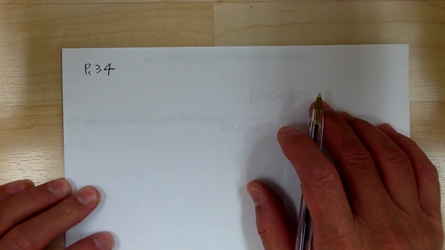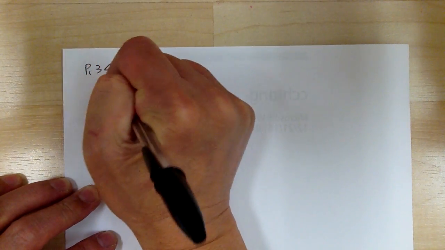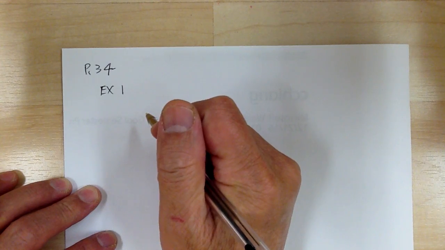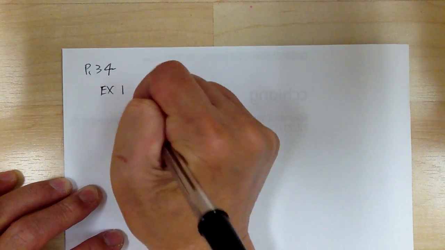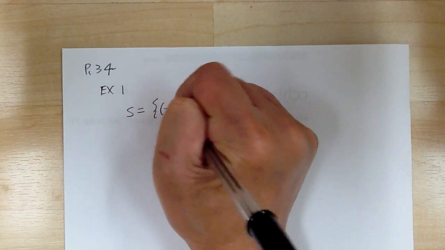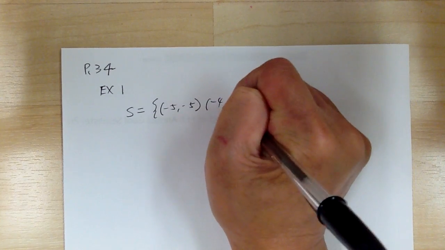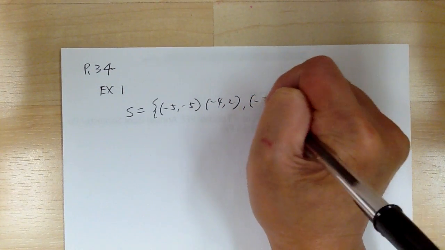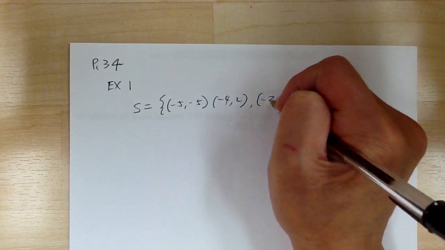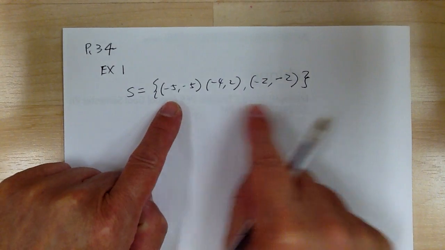And so, for example, if you look at example 1, instead of using R, which is very confusing, I'm going to use S to stand for the relation. So you've got S equal to (-5, -5), (-4, 2), (-2, -2), and I'm going to stop over here. So this is an example of a relation.